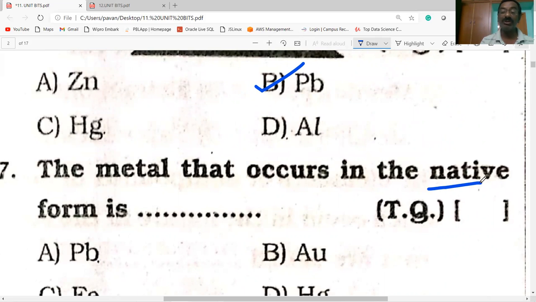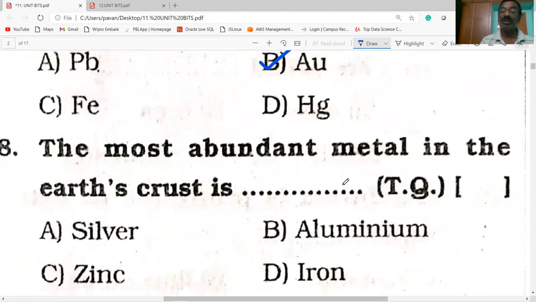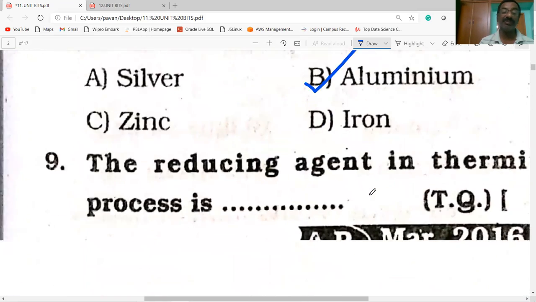The metal that occurs in the native form. Moolaka sthithilo labhinche lohalu evi, gold anamata, due to least reactivity. Most abundant metal in the earth crust is aluminium anamata. Bhoomilo bhoopatalamlo ekkuvaga labhinche loham edante aluminium.